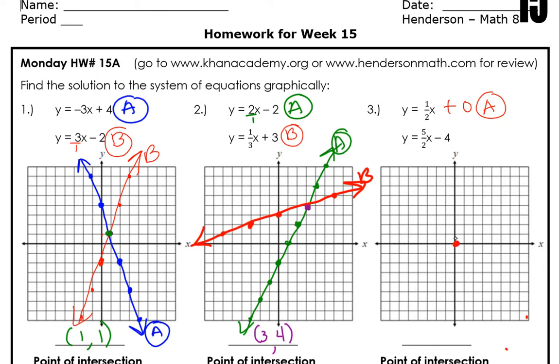And now my rate of change is up 1 over 2, up 1 over 2, up 1 over 2. And now I'm going to reverse it. Down 1, left 2. Down 1, left 2. Connect my points, draw my arrows, label my line. And now for the second one.